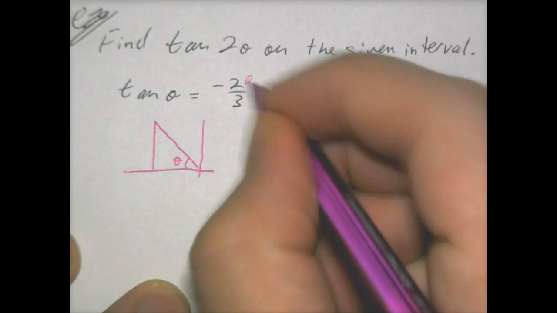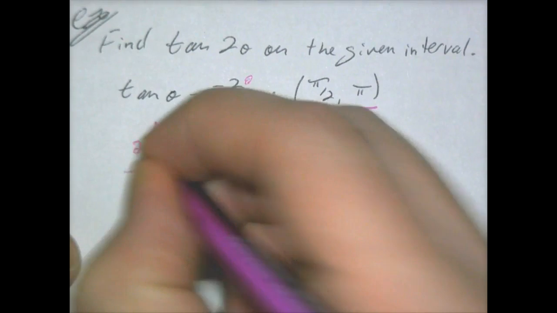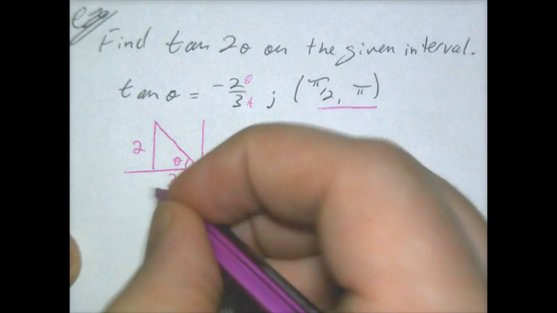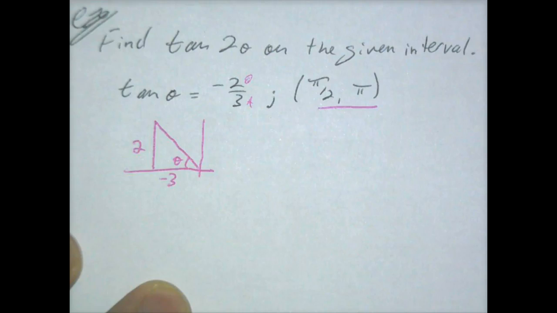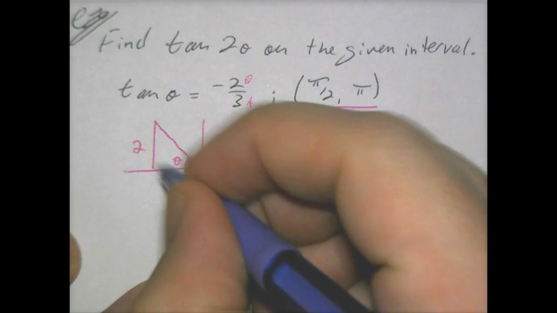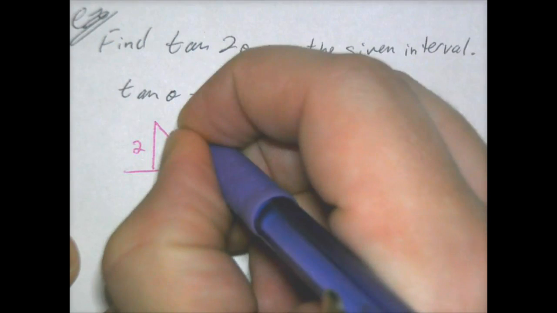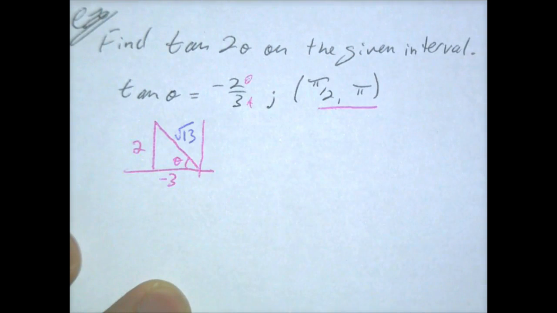So I have opposite over adjacent. So I have 2. I have 3. Since this is negative, this must be the negative 1 since it went to the left in the x direction. Then Pythagorean theorem will allow us to calculate that 4 plus 9 is 13. So this is square root of 13. And then I can do tangent of 2 theta.